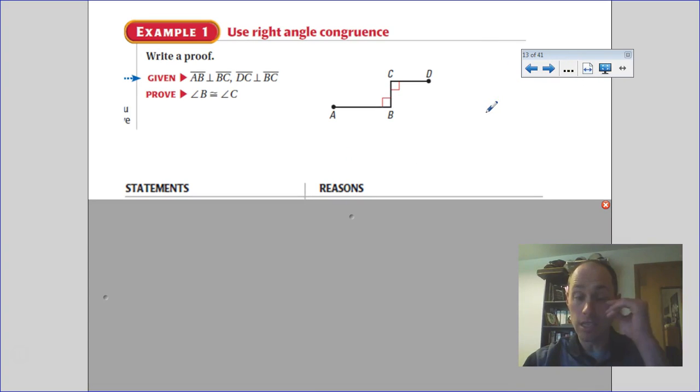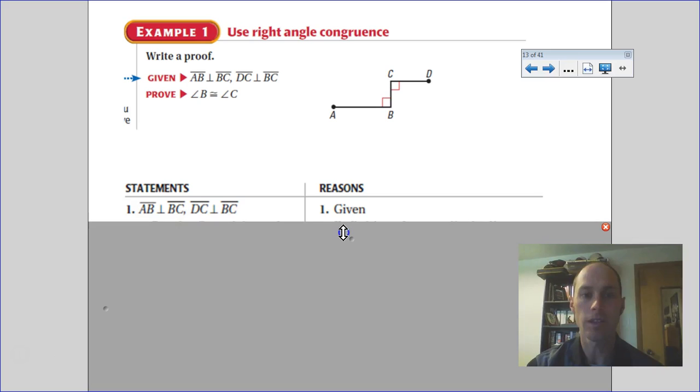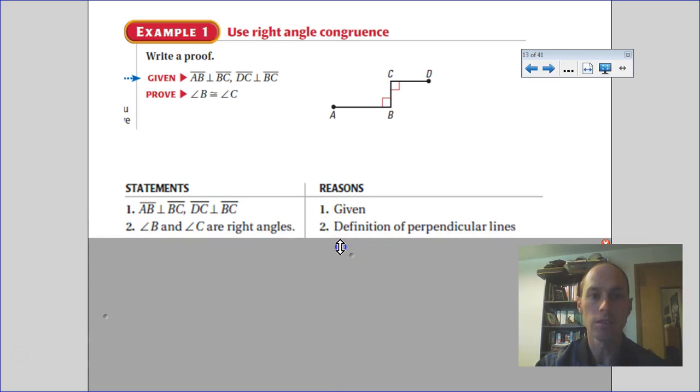So if we want to use this theorem here to prove angle B is congruent to angle C, here's what I know. AB is perpendicular to BC, and DC is perpendicular to BC. So that would be the first thing that I could write down in my proof. Well, what do we know next? What do you know about perpendicular lines? Well, perpendicular lines form right angles.